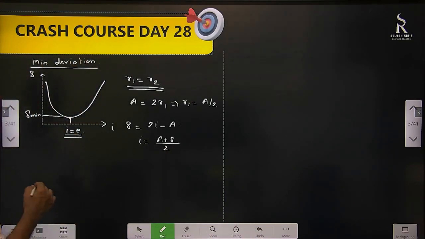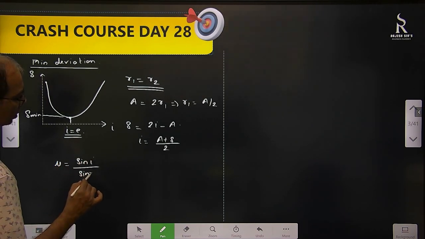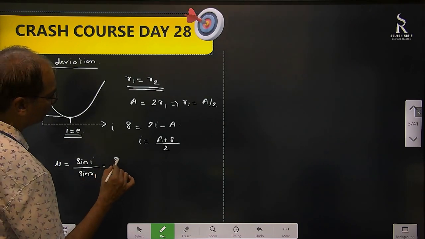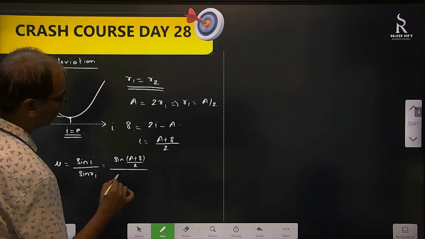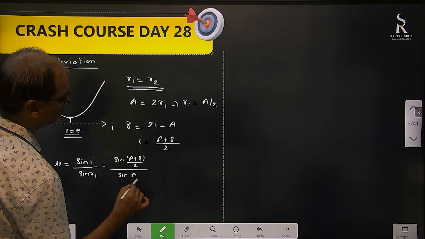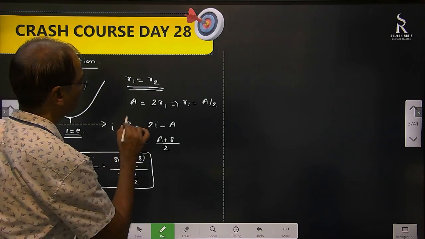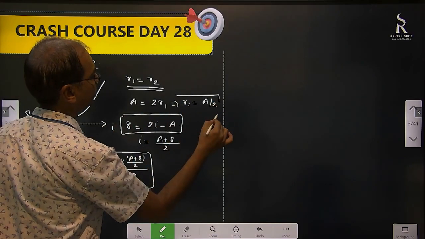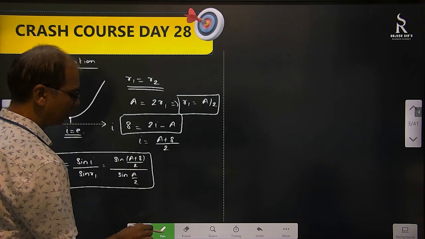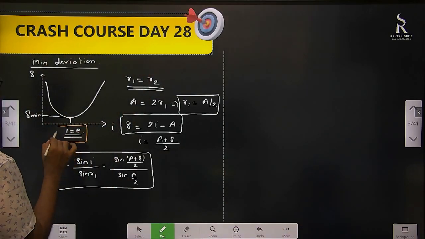Then, mu will be writing what? Mu is equal to sin i by sin r1. What are we getting? We are getting this as sin of (A plus delta) by 2 by sin A by 2. Now, these are all conditions in which we are getting minimum deviation. These are the formulas. And what is the main condition here? i equal to e. We need to remember that.